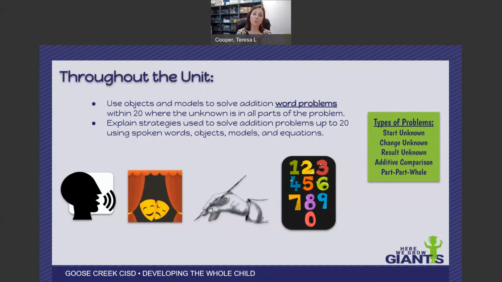So we want kids to use our explanations using spoken words, acting it out, writing about it, and then equations. So models, equations, drawings, acting it out with a friend, using manipulatives to act out what's happening in the story, and explaining with our spoken words what's going on. So those are things that we do from the very beginning of the unit all the way through. We embed problem solving and word problems all the way through to the very end of this unit.